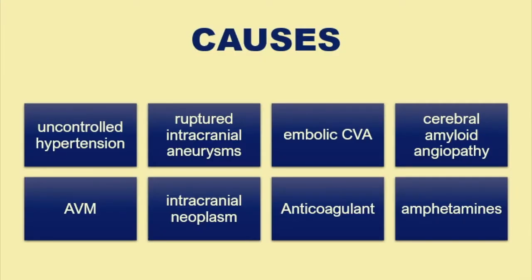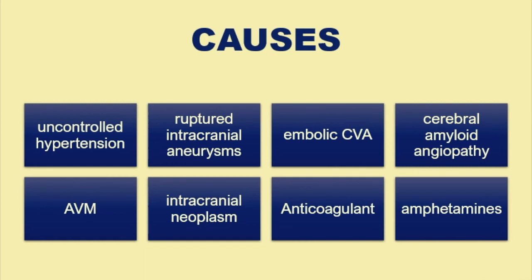Now, what are the possible causes? Uncontrolled hypertension is one. Ruptured intracranial aneurysms is one. Embolic CVA could also be. You might be wondering, we're talking about emboli, and I thought emboli would only affect ischemic stroke. Class, it may also aggravate your hemorrhagic stroke.